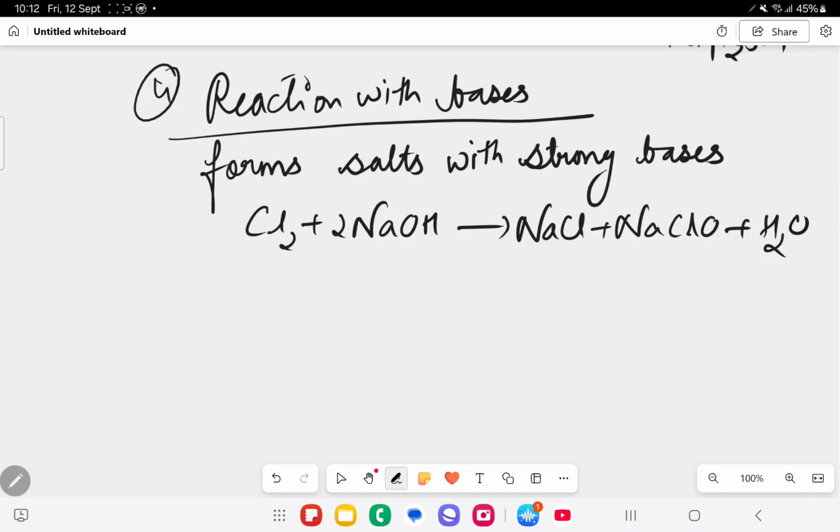Non-metals with oxygen give acidic and neutral oxides. With water, they do not react directly. With acids, generally no reaction, and with bases, they form salt. So that was all about the chemical properties of metals and non-metals.